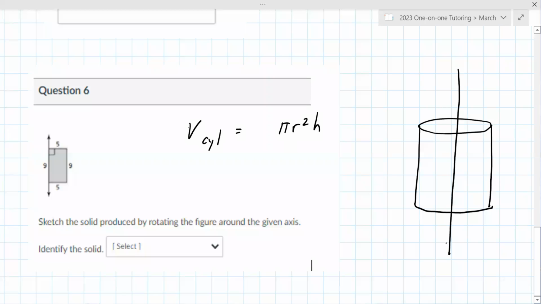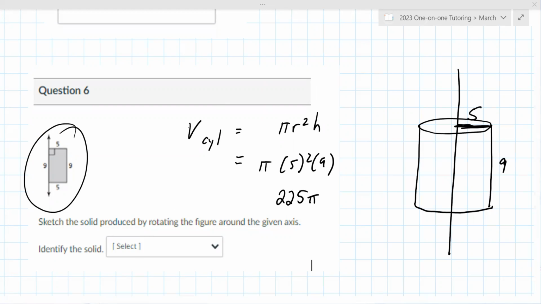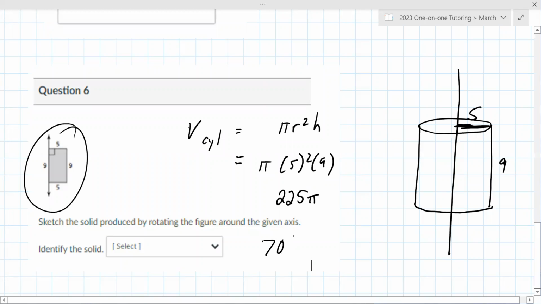That axis is going right through. So the radius is 5. That's all coming from this over here. The height is 9. That's pi times 5 squared times 9, which is 225 pi. And how does it say to enter it? Oh, nearest hundredths. You do have to put that in the calculator. So I got 706.86. Probably a good idea to double check my calculations. Yeah, I got the same answer. Great.